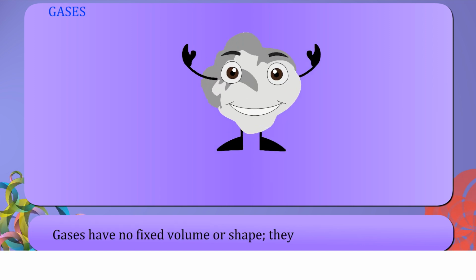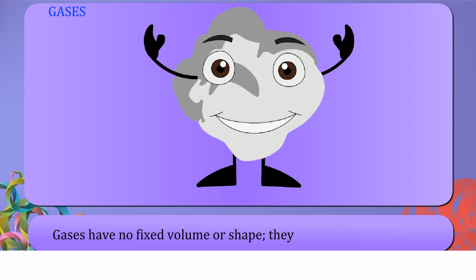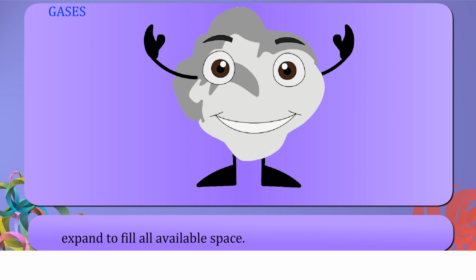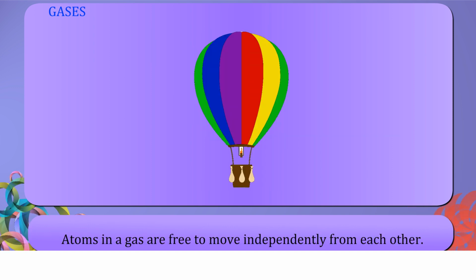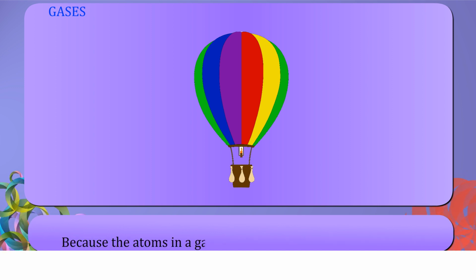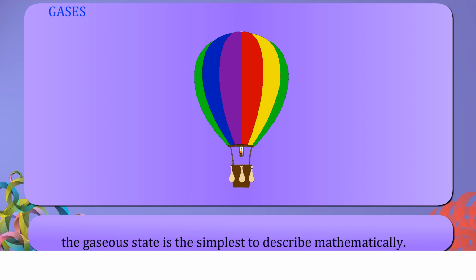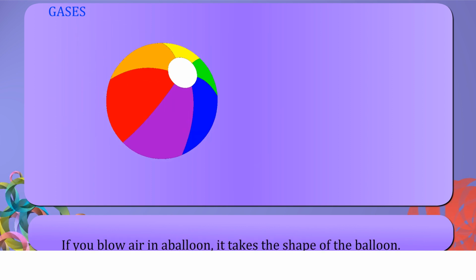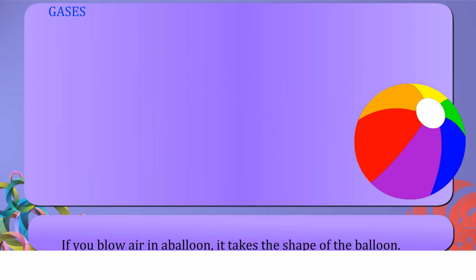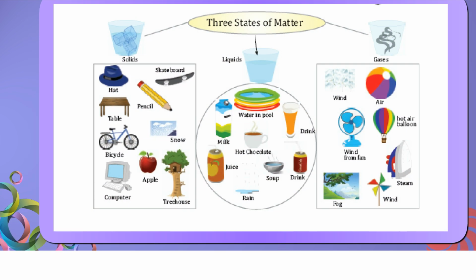Gases. Gases have no fixed volume or shape. They expand to fill all available space. Atoms in a gas are free to move independently from each other. Because the atoms in a gas are moving at random, the gaseous state is the simplest to describe mathematically. If you blow air in a balloon, it takes the shape of a balloon. Three states of matter: solids, liquids, gases.